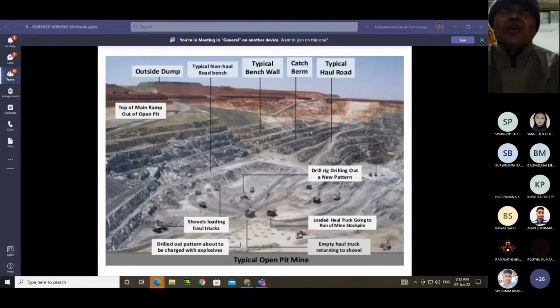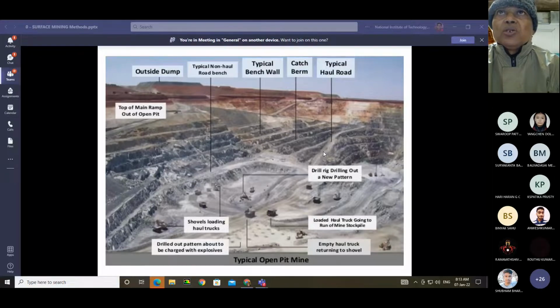So here this is the typical haul road bench, and this is the typical bench wall, and this is a catch bench. These things will be discussed in greater detail afterwards.